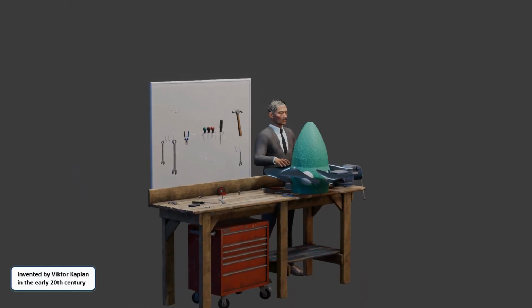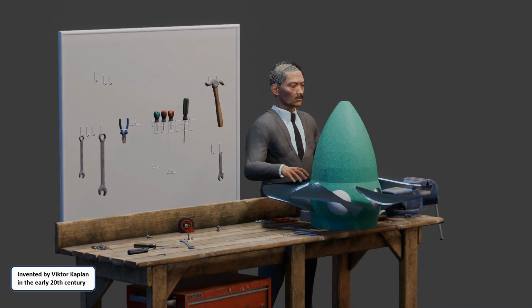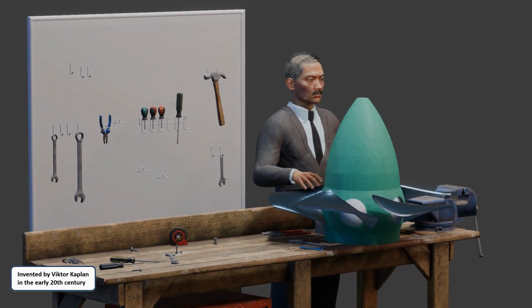Kaplan turbine, on the other hand, is a type of water turbine that converts the kinetic energy of water into mechanical power.